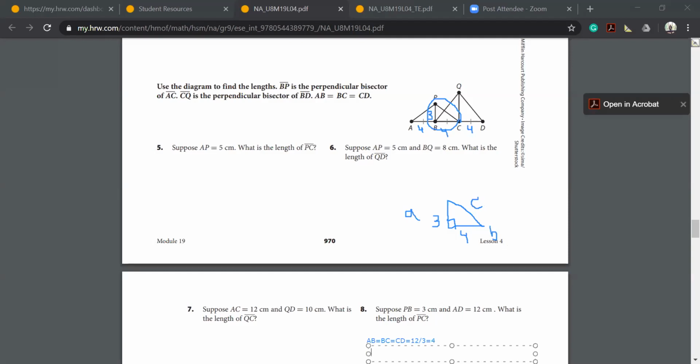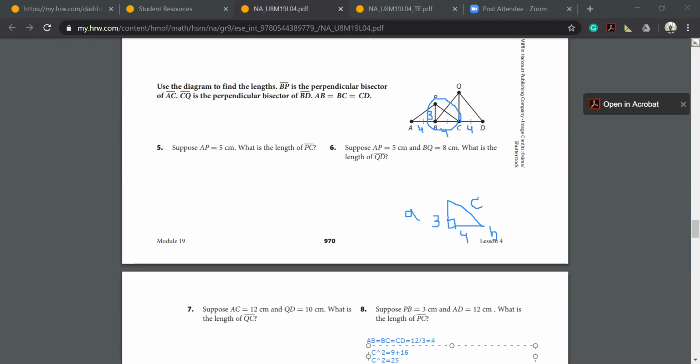So let's find it in here. C square will be equal to 3 square. 3 square is what? 3 square is 9. Plus B square, which is 4 square. 4 square is what? Is 16. Very good. C square, 9 plus 16 will be 25. So C square will be equal to 25.